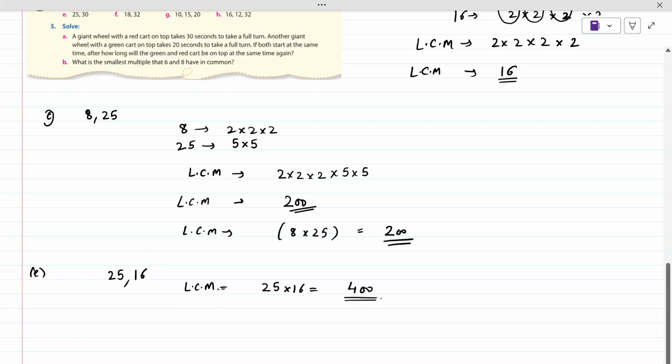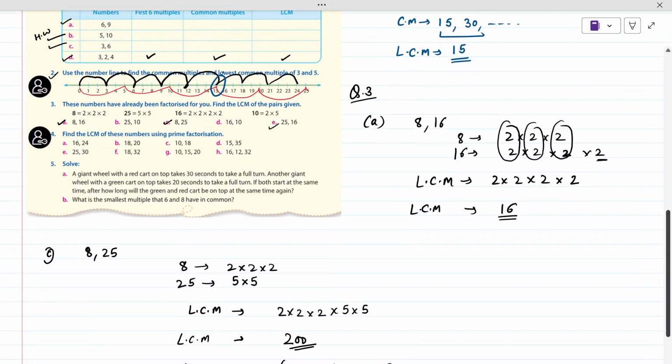Otherwise, if you just want to find it out, the LCM will be the product of the factors of these two numbers. The factors of 25 are 5 and 5, and for 16 it is 4 times 2. Nothing is common. Multiply these all, we will get 400 only. So the same thing we have done here also. I hope you have understood how we have to find the LCM using the factors.